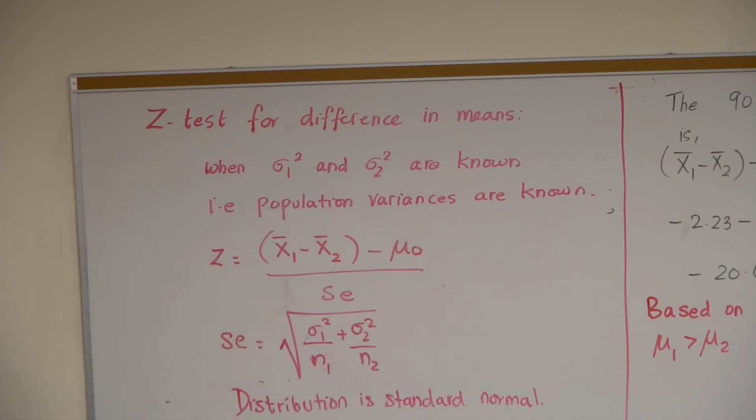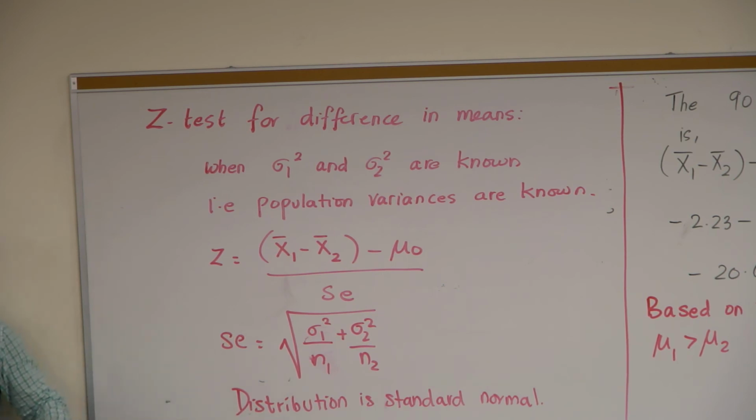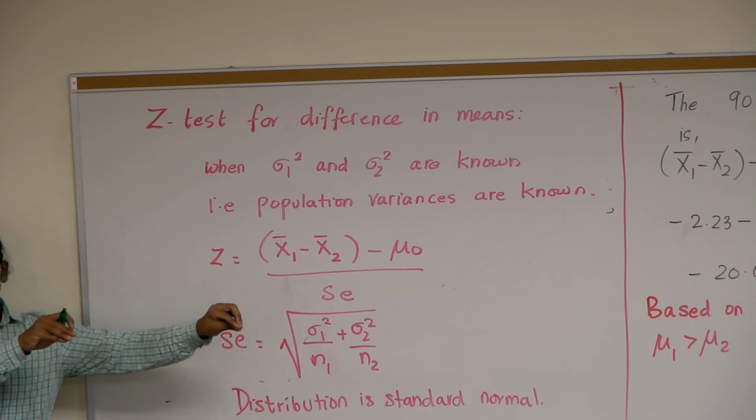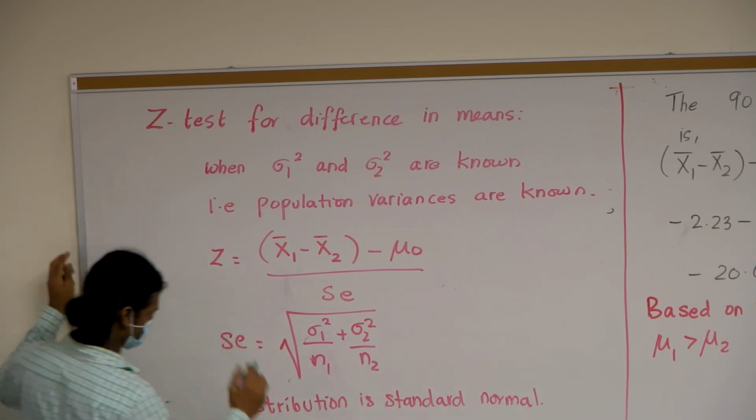The distribution is standard normal. So instead of using inverse T and TCDF to find the critical value and the p-value, what should we use? Do you follow my question? Last time it was the T distribution. Now it is standard normal. So what should we use this time? Inverse norm and normal CDF. Very good.